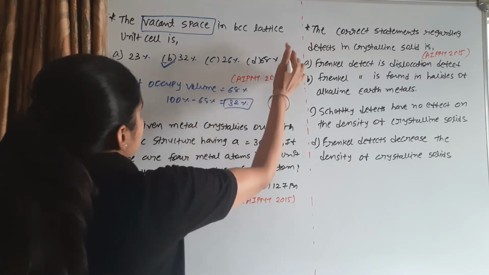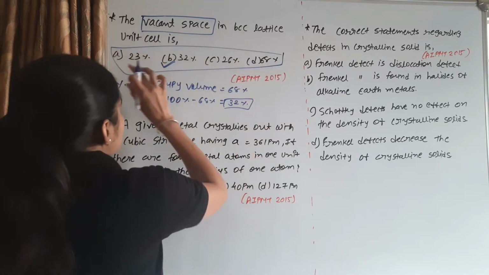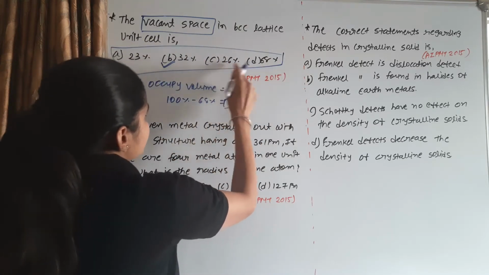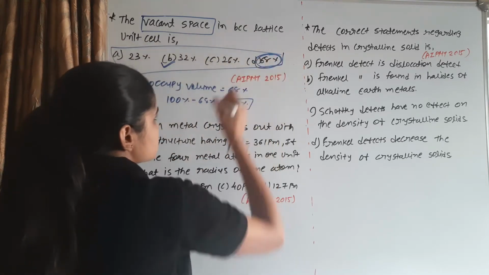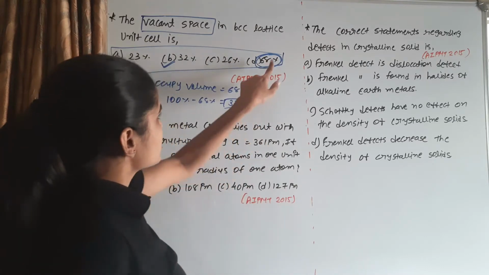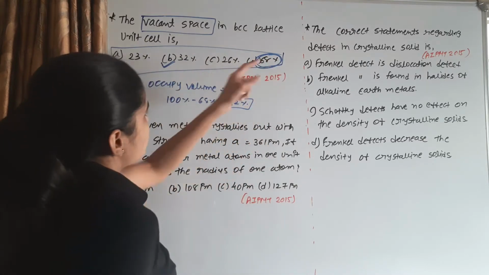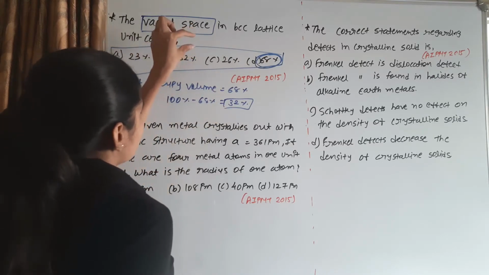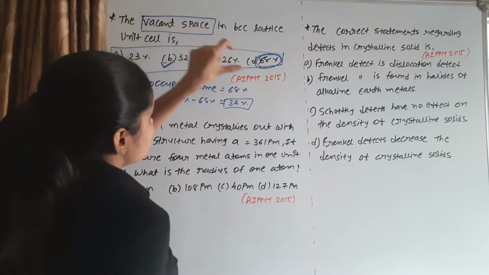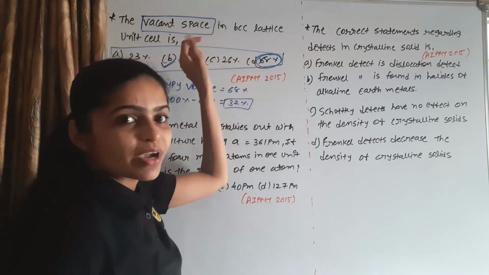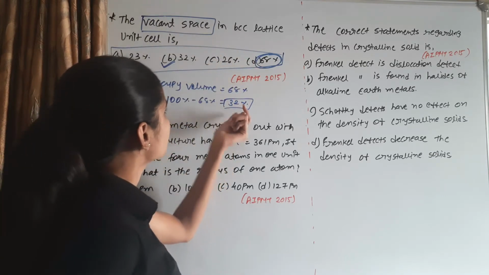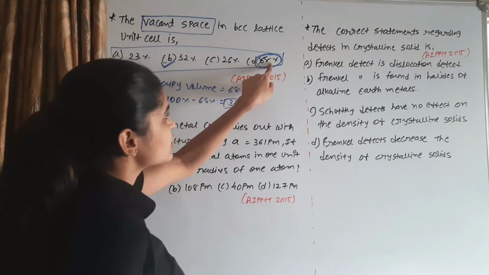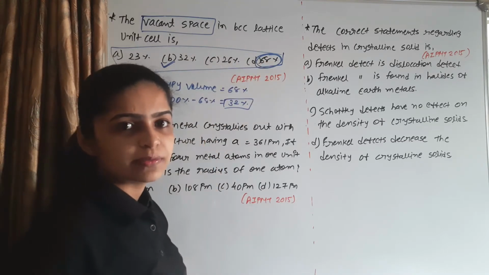In the options, 32%, 26% and 68% are also given. This value is the volume occupied and this value is the vacant space. So first, be clear whether the question asks for vacant space or occupied space. When vacant space is asked, the answer is 32%, and when occupied space is asked, the answer is 68%.